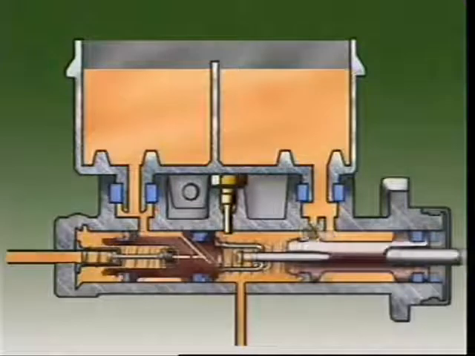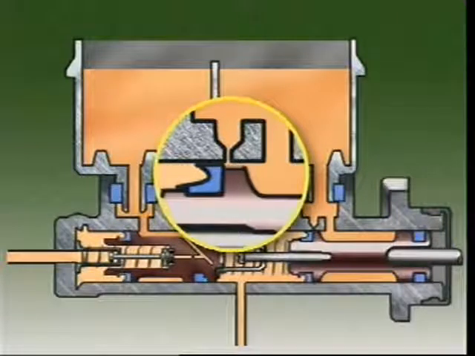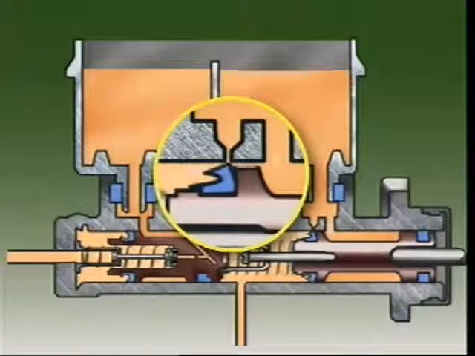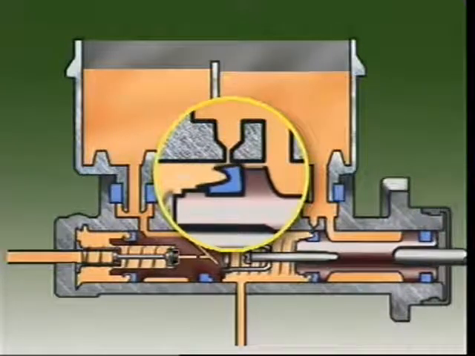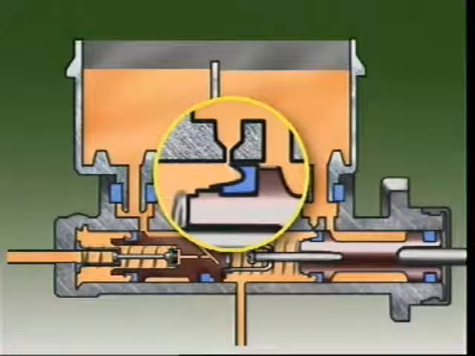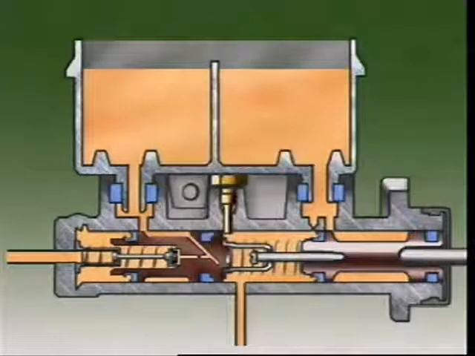To prevent this, there are recuperating grooves in the primary piston and the seal. Fluid at atmospheric pressure flows through the inlet port and past these grooves. When the primary piston is returned fully, any extra fluid coming back from the brake units displaces fluid into the reservoir through the compensating port.